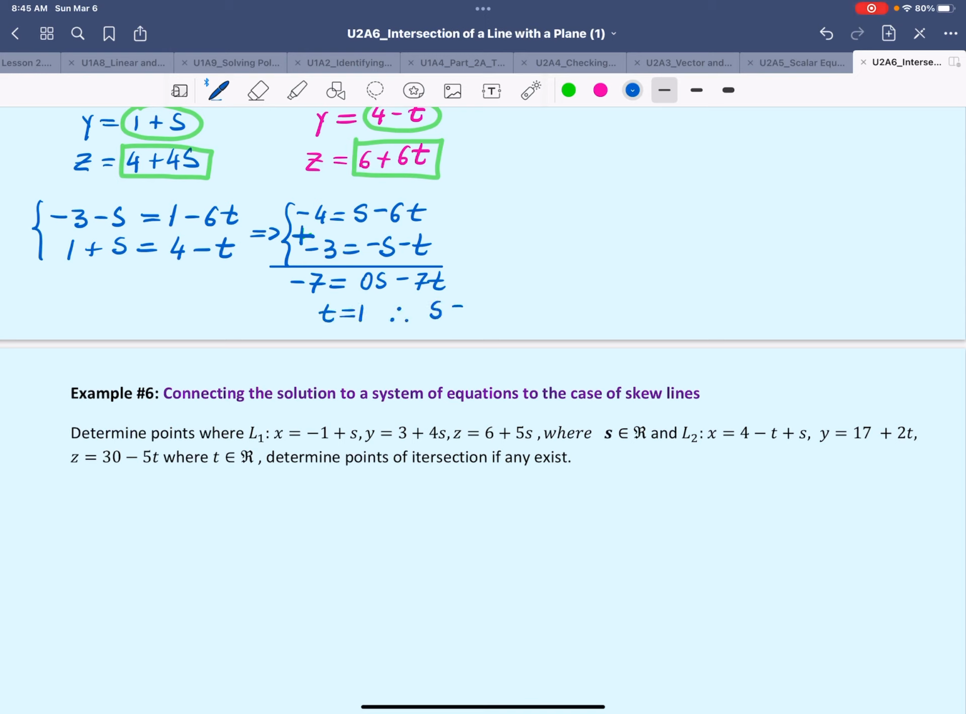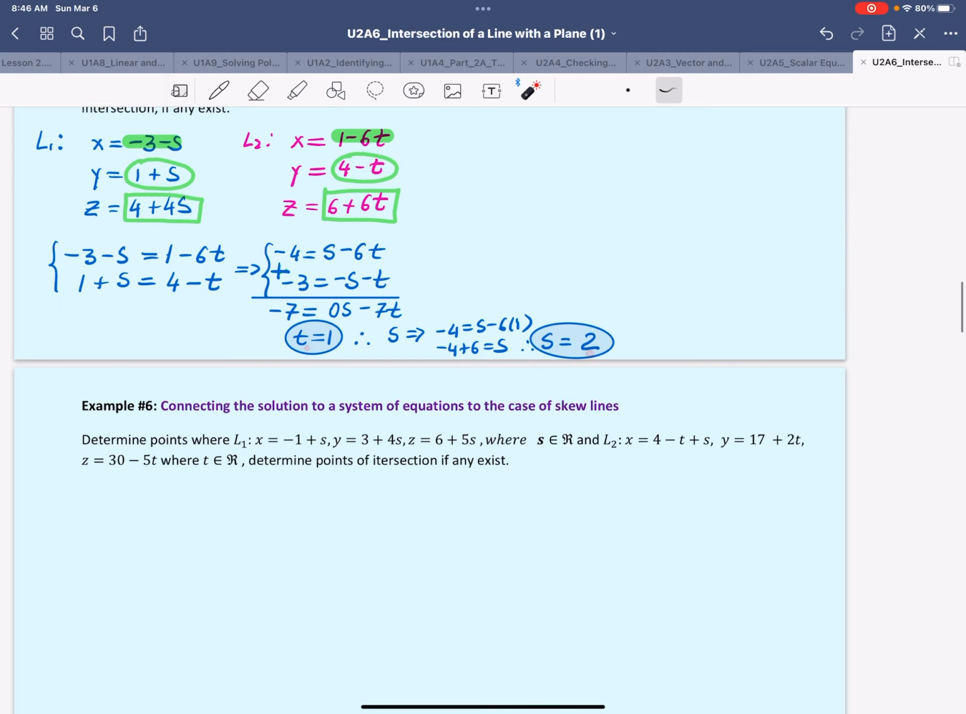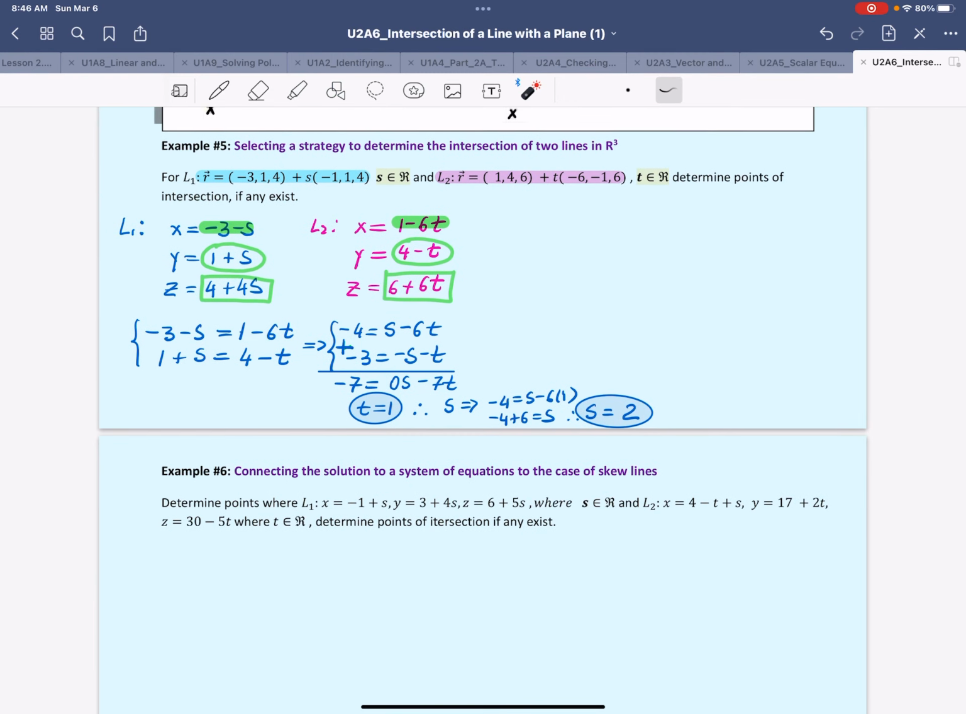Therefore, the value of s will be, we can choose either equation. So I'm going to choose equation 1 for it, and we'll have negative 4 equals s minus 6 times 1. Negative 4 plus 6 equals s, which will make the s value equal to positive 2. So with an s value of 2 and t value of 1, we are going to go back to each parametric equation for lines L1 and L2 and find the values of the coordinates.